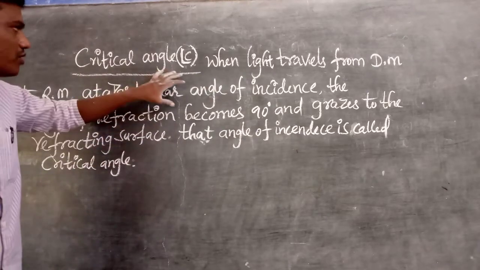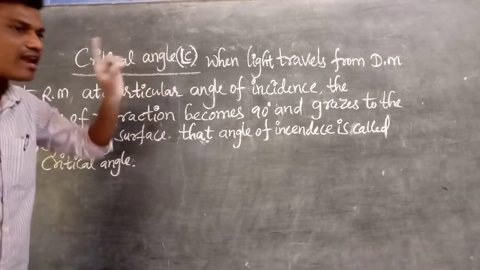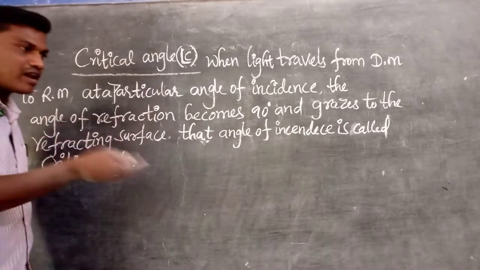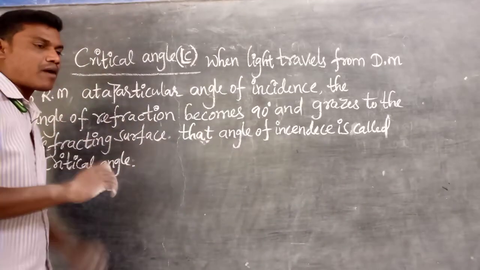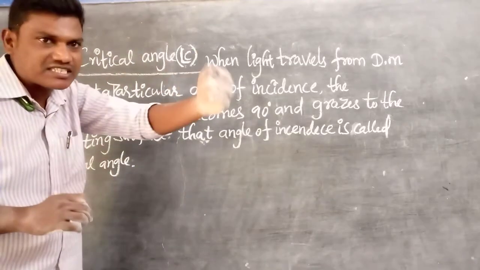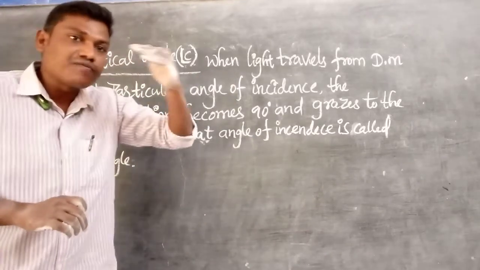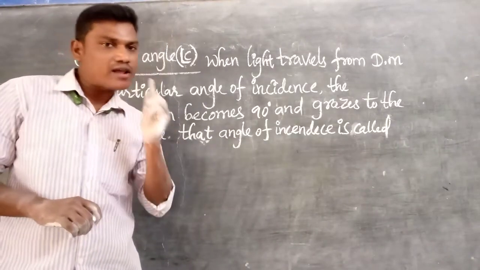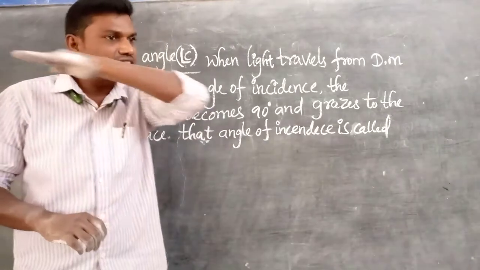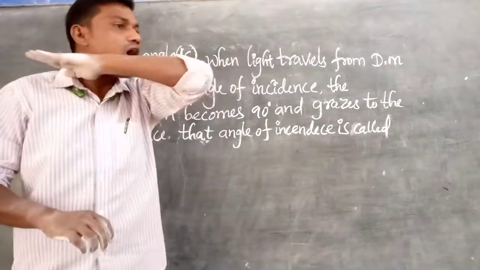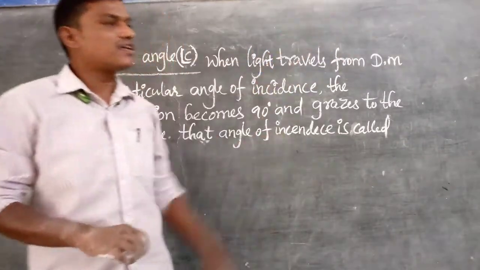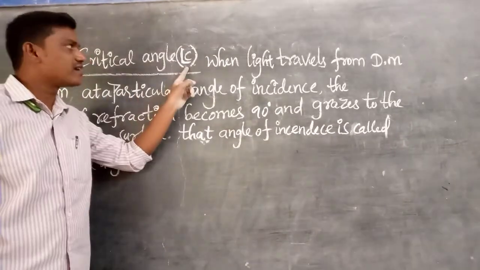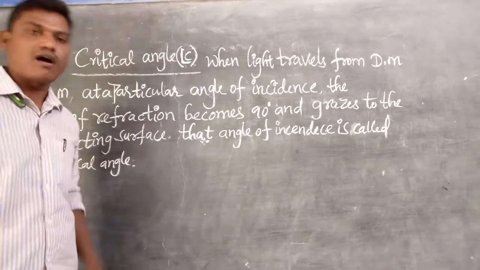Listen very carefully. The critical angle is possible only when light travels from denser to rarer medium. If light travels from a denser medium to a rarer medium, at one particular angle of incidence the angle of refraction in the rarer medium becomes 90 degrees. At that time the refracted ray touches or grazes along the refracting surface. That angle of incidence is called the critical angle. It is denoted by the symbol C.